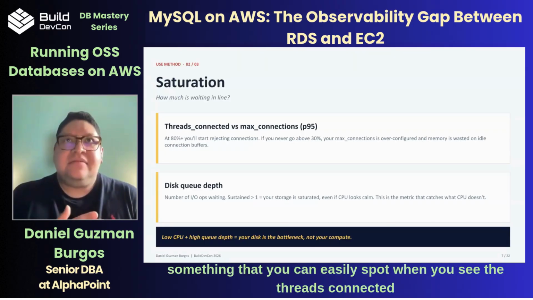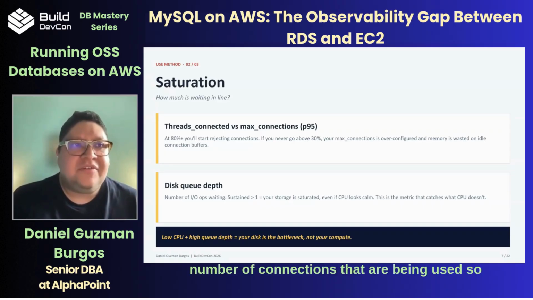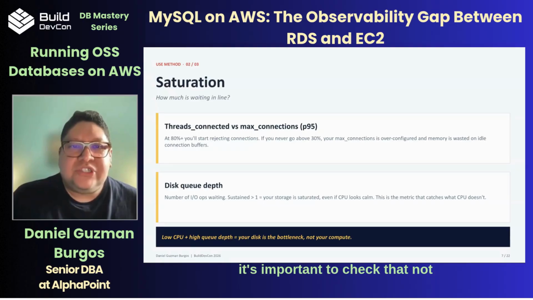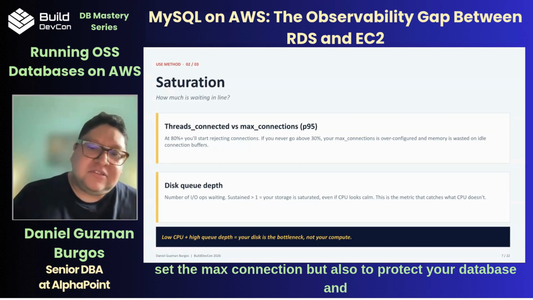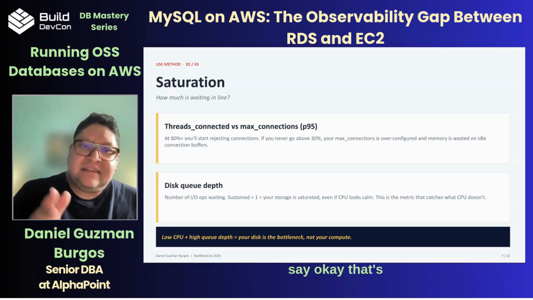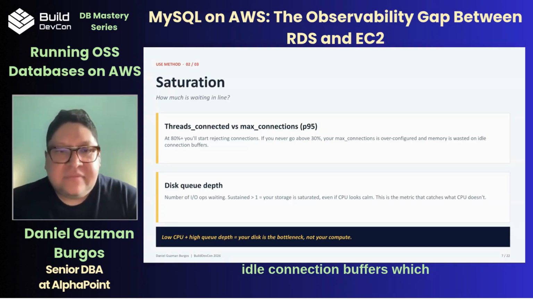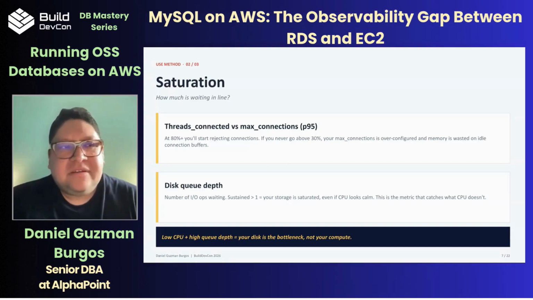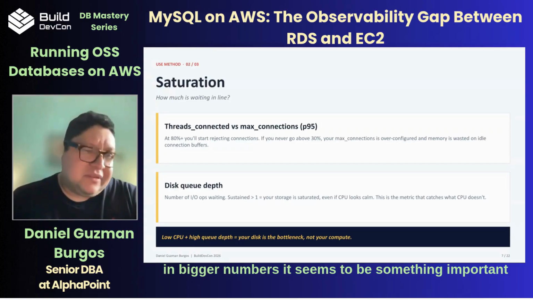And that's something that you can easily spot when you see the threads connected. Threads connected is the actual number of connections that are being used. So it's important to check that, not just to properly set the max connections, but also to protect your database and say, okay, let's put it lower. I'll also save some memory wasted on idle connection buffers, which in bigger numbers tends to be something important.